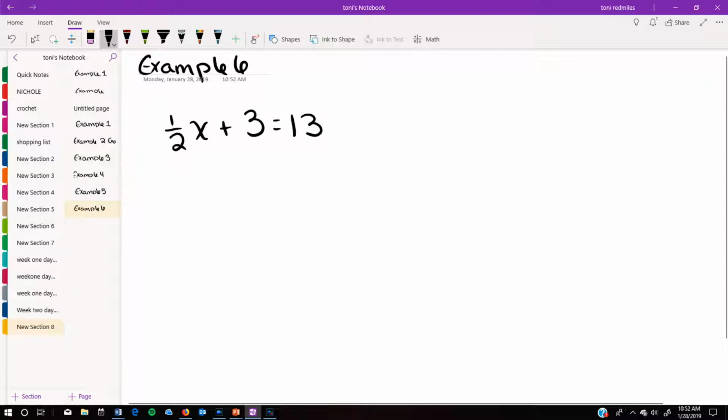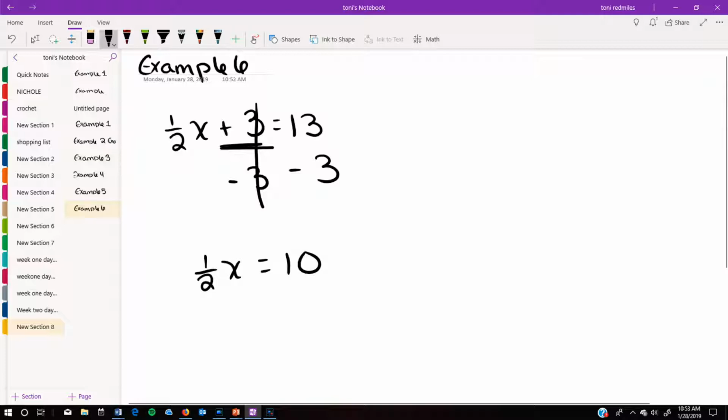Okay, so the first thing I asked myself, is there anything adding or subtracting the X? We have a true statement here of a positive 3, so I want to subtract 3. Because it's being added to the X, I'm going to subtract it so I get my required 0. And when I subtract the 3 on this side, I get a 10.